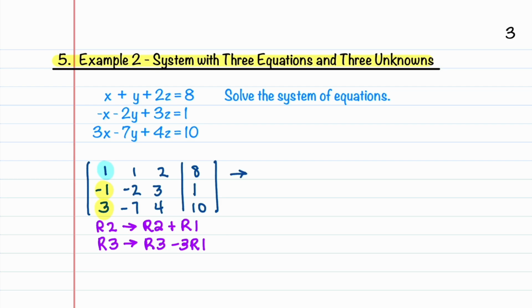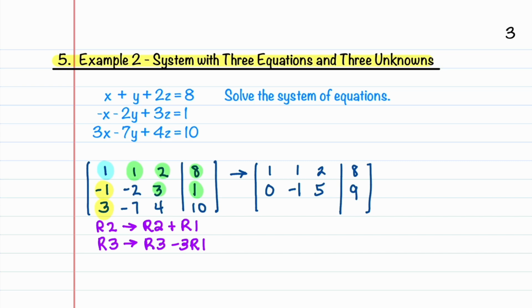Let's see what this gives us. Our first row stays the same, 1, 1, 2, 8. Our second row, we're going to get a 0. Now we're going to take 1 and add it to -2, and we get a -1. Then we're going to take 2, add it to 3, and we get 5. And then lastly, 8 plus 1 is going to give us a 9.